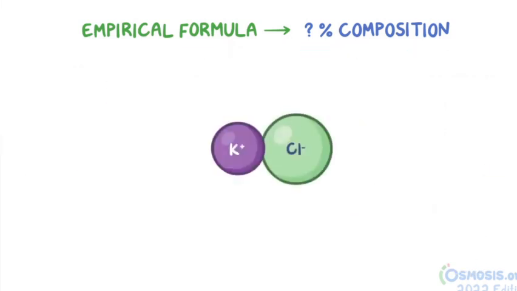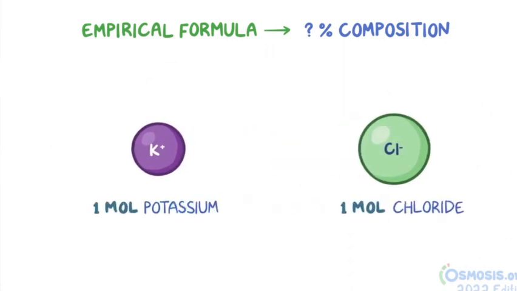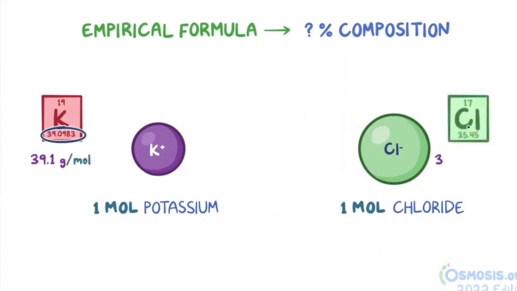Now, let's do the same calculation for potassium chloride. 1 mole of potassium chloride gives us 1 mole of potassium cations and 1 mole of chloride anions. Potassium has a molar mass of 39.1 grams per mole, and chlorine has a molar mass of 35.5 grams per mole. Adding these masses together, the total mass of 1 mole of potassium chloride is 74.6 grams.